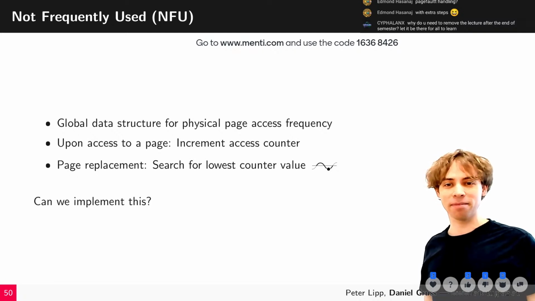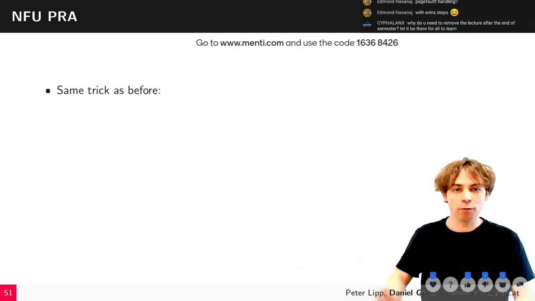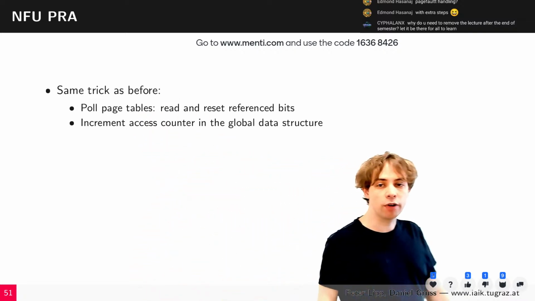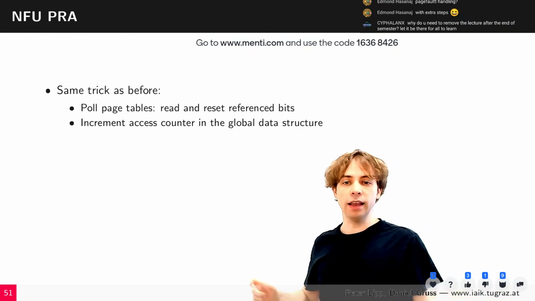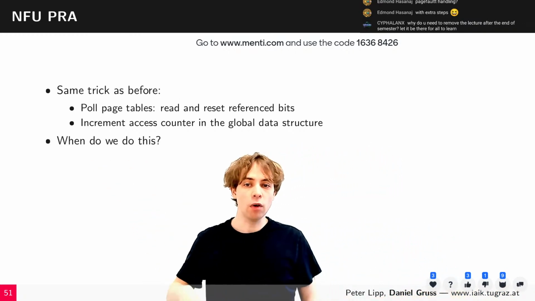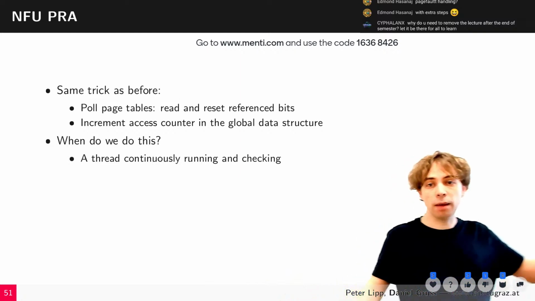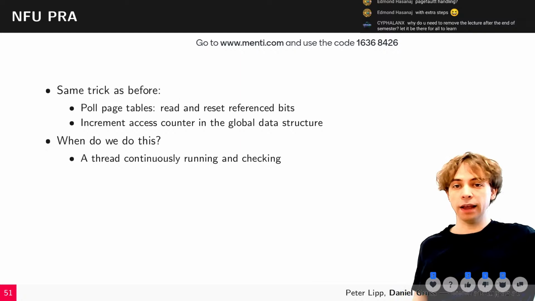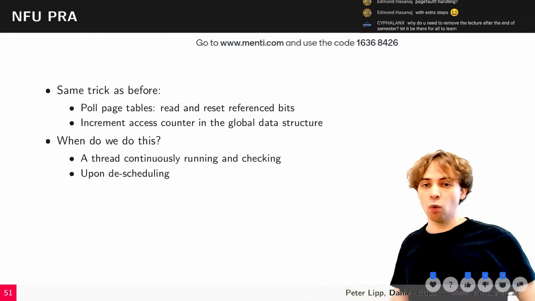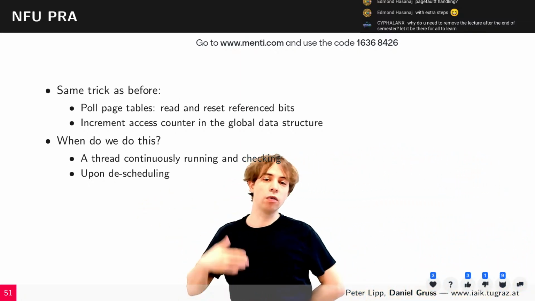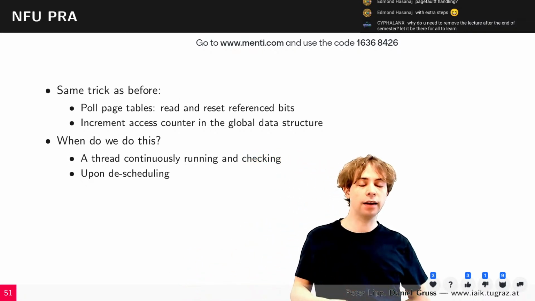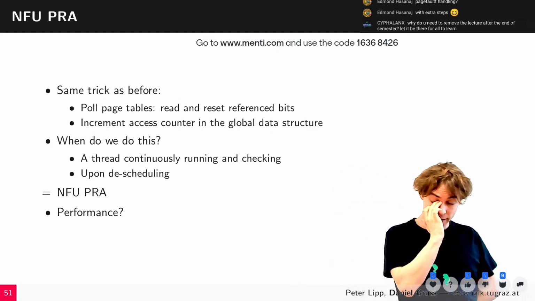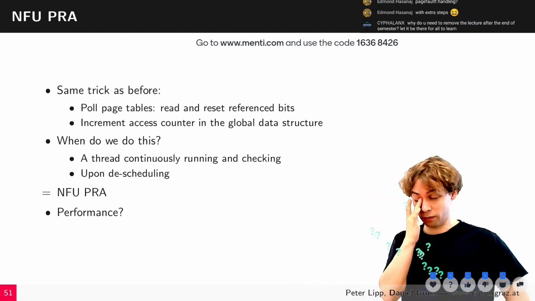Okay. Can we implement this? Of course. Same trick as before. We poll the page table, we read and reset the reference bits, we increment the access counter. And when do we do this? Again, we can decide when we want to do this. Maybe a thread does this continuously, runs and checks all the page tables of every process. Or maybe upon descheduling, we can also transfer this information into this global data structure. And this gives us the not frequently used algorithm.